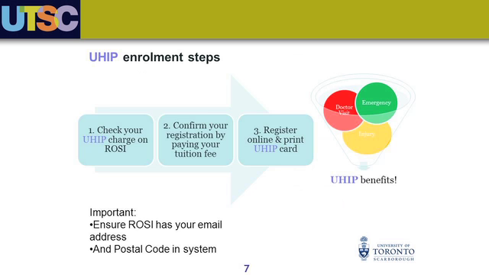So UHIP enrollment consists of 3 steps. First is checking your UHIP charge on your ROSI. Second is confirming your registration by paying your tuition fee. And third is to register online and print your UHIP card.